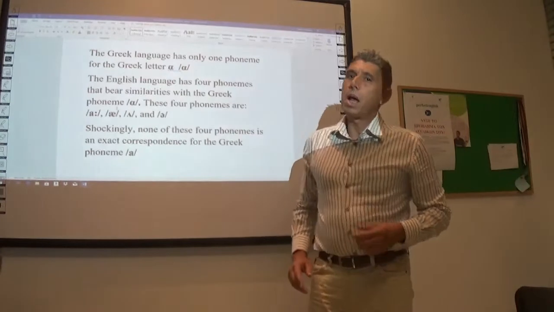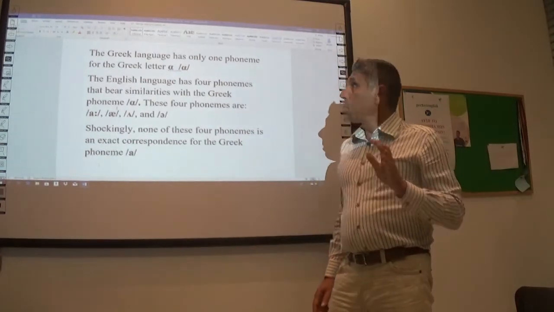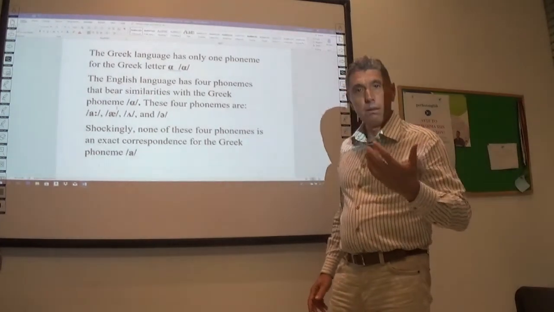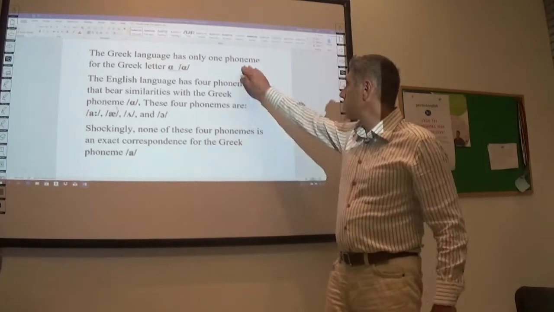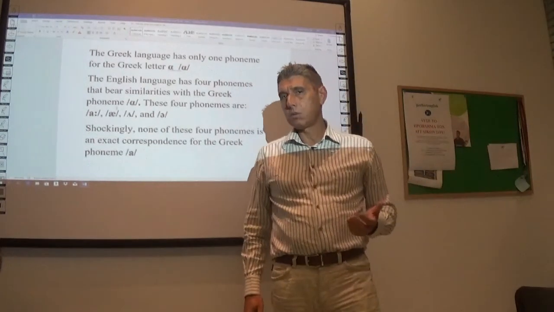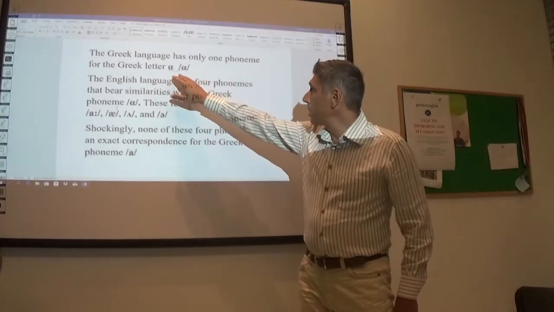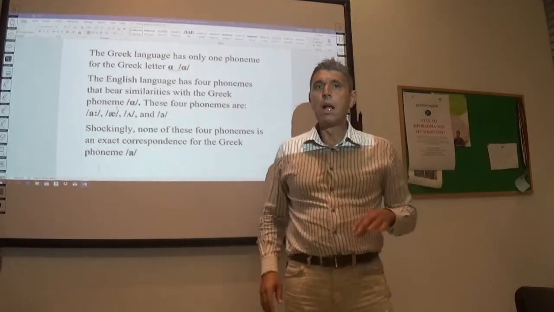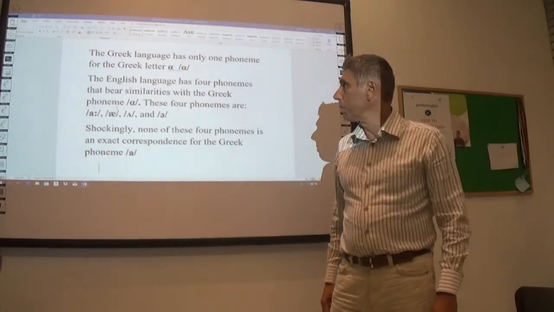Let's start with the Greek language, if you are a Greek learner. The Greek language has only one phoneme for the Greek letter alpha, and that phoneme is the sound A. Now the word phoneme, which you see right here, means sound. So a phoneme is a sound. So Greek words that start with the letter alpha sound A, as you know very well. And it's exactly the same thing in Italian, Spanish and many other languages.